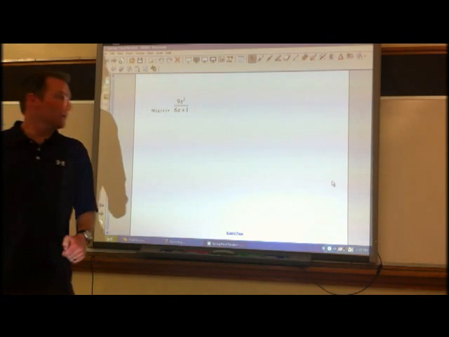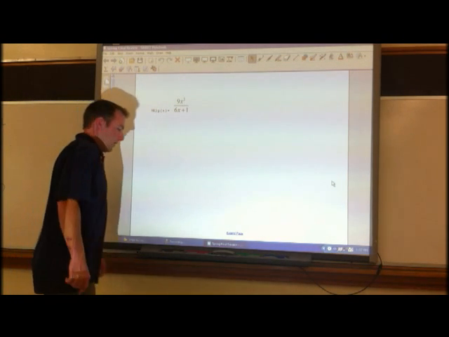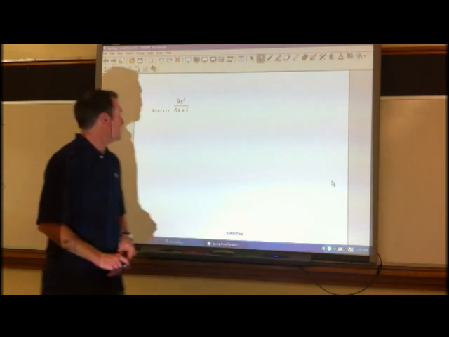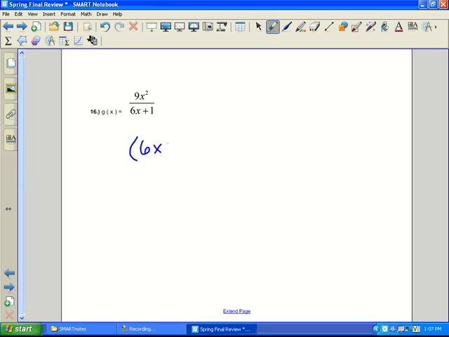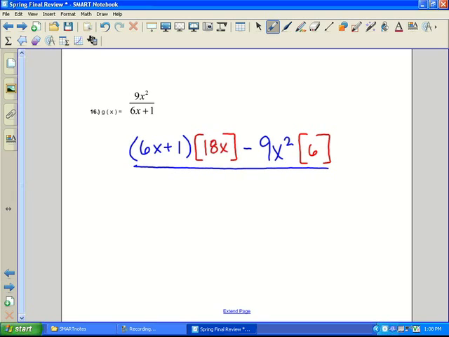Well, let's see if we can get through a few more of these review exercises. Number 16 is looking for a quotient rule here. So I've got my low part, 6x plus 1, times the derivative of the high part, which is 18x, minus the high part times the derivative of the low part. And it's all over this low part squared.